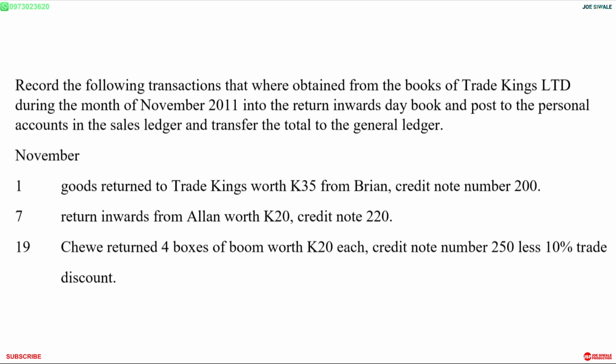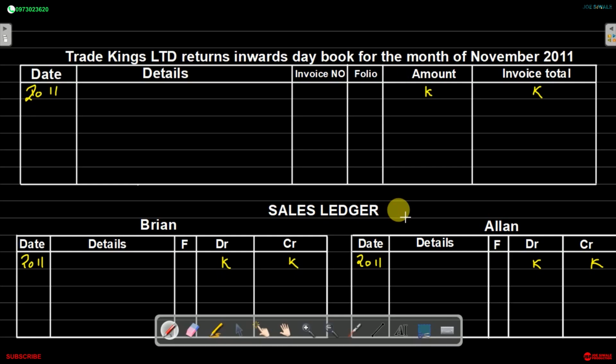Then on the 19th of November, Chewe returned 4 boxes of boom worth 20 kwacha each, credit note number 250, less 10% trade discount. So for us to draw up the returns inwards daybook for Trade Kings, the first thing that we're supposed to do is to put up the title. So I've already written the title, and the title reads Trade Kings Limited returns inwards daybook for the month of November 2011.